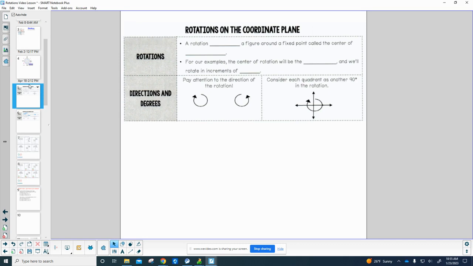So here are a few definitions that we definitely want you to write down in your notes. A rotation rotates a figure around a fixed point called the center of rotation. For our examples, the center of rotation will be the origin and we'll rotate in increments of 90 degrees. So pay attention to the direction. This little arrow that shows us rotating to the left, like this, is a representation of a clockwise rotation. This other arrow where you rotate the other direction, toward the right, is considered a counterclockwise rotation. You can also consider that each quadrant is another 90 degrees in the rotation.